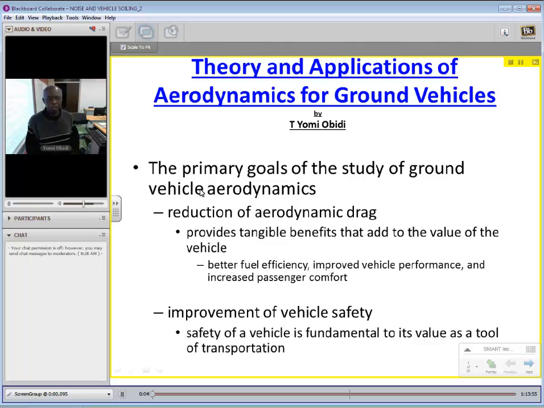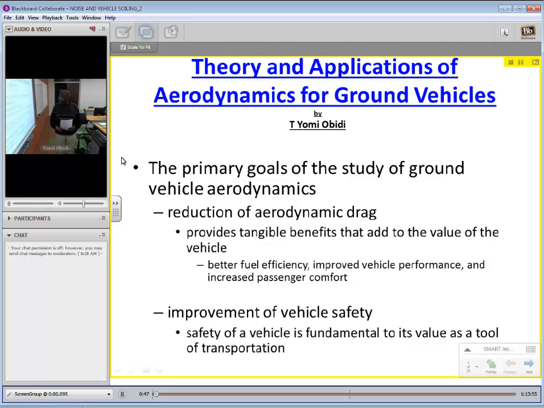Hello, welcome to another session on theory and applications of ground vehicle aerodynamics. In this session, we will look at noise, vehicle noise and noise around the vehicle, and vehicle soiling. The first part, we will look at vehicle noise and the different sources of noise and how it occurs, and we'll try and differentiate between the different sources of noise. And in the second part, we will look at vehicle soiling and the effect of it on the vehicle.